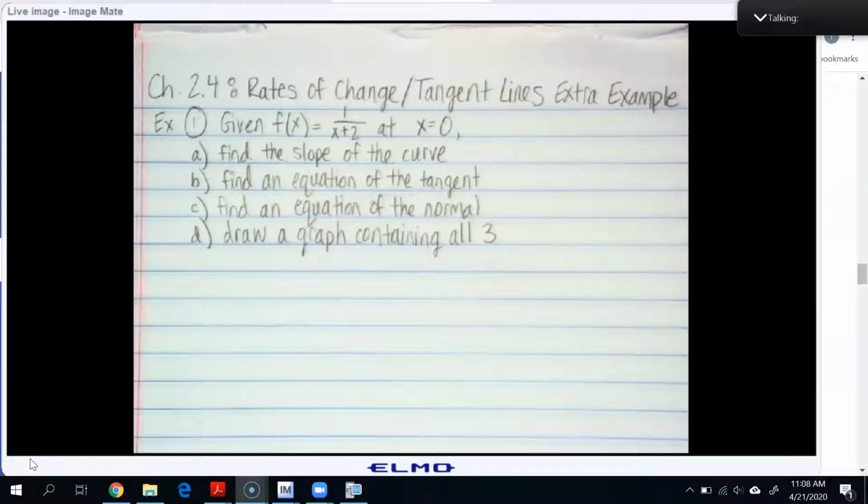I'm going to go through an extra example that's based on the notes from rates of change in tangent lines, just to make sure we're really understanding it. I've heard it can be helpful to see me actually go through the example instead of have it already written down, so that's what we're going to do here.